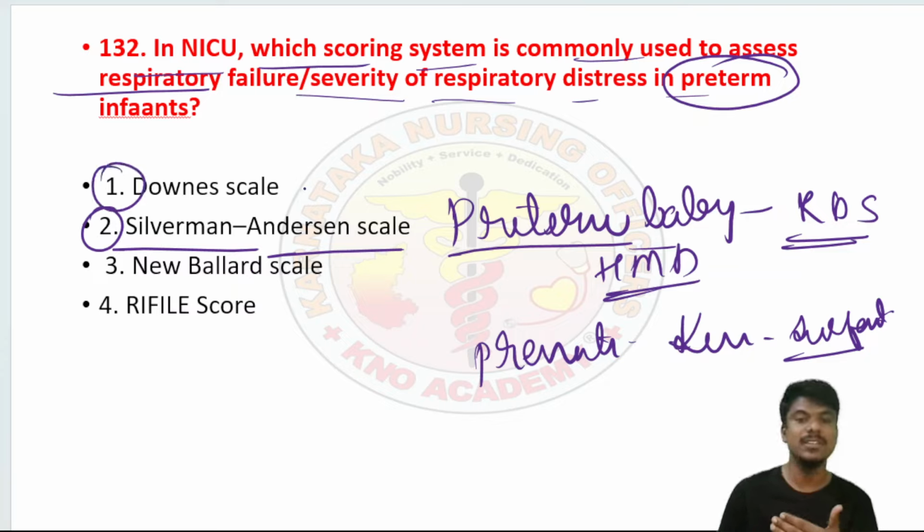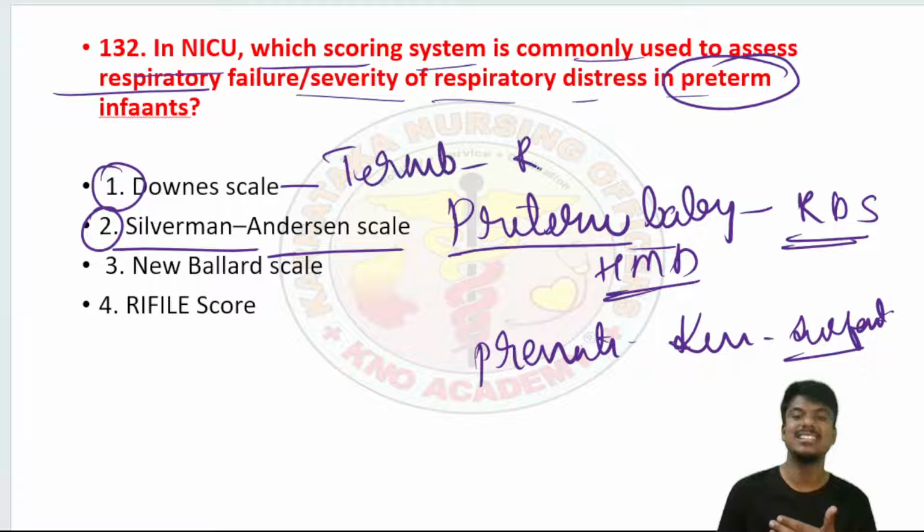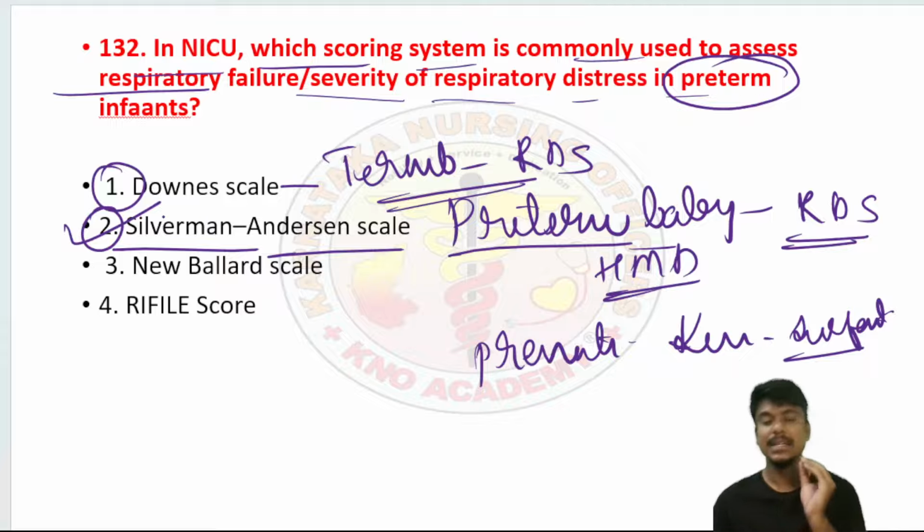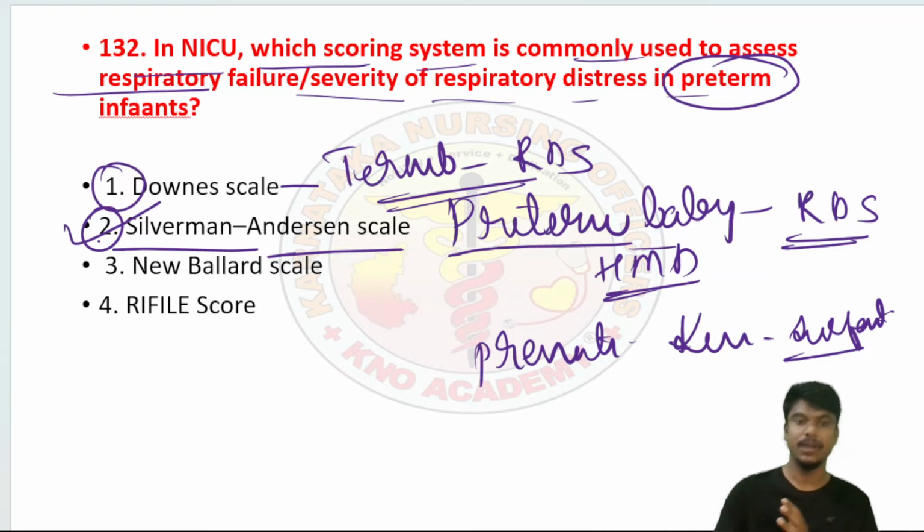The Downes score is used for term babies to assess respiratory distress syndrome. I think many people get confused between Downes and the Silverman Anderson scale. If they ask about preterm babies, you should always answer Silverman Anderson score. If they ask about term babies, you should answer Downes score. So option number B is the right answer.